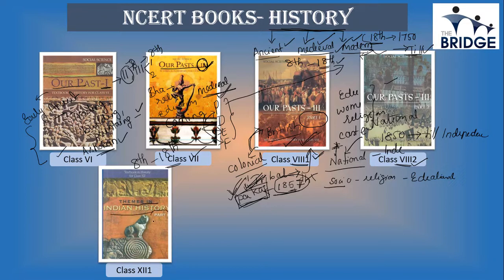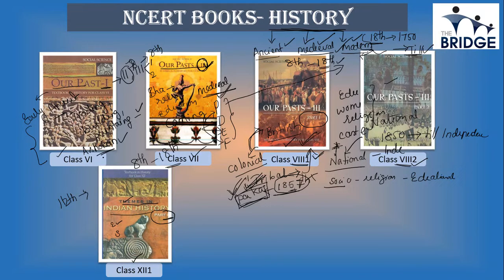It has 3 parts. This is part 1. All of them are part of class 12th. How many books are there in 12th class? 3 books: Part 1, 2, 3. That is Themes in Indian History Part 1, Part 2, and Part 3. In this manner, the entire contents of history are discussed in class 12.